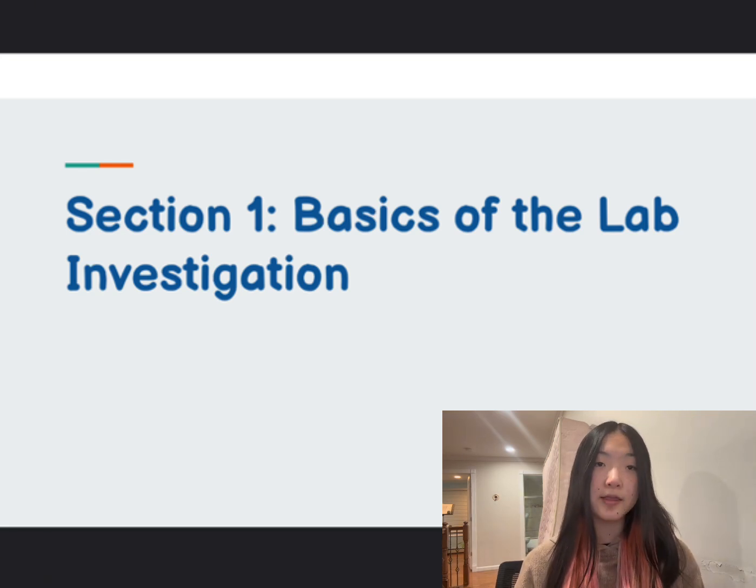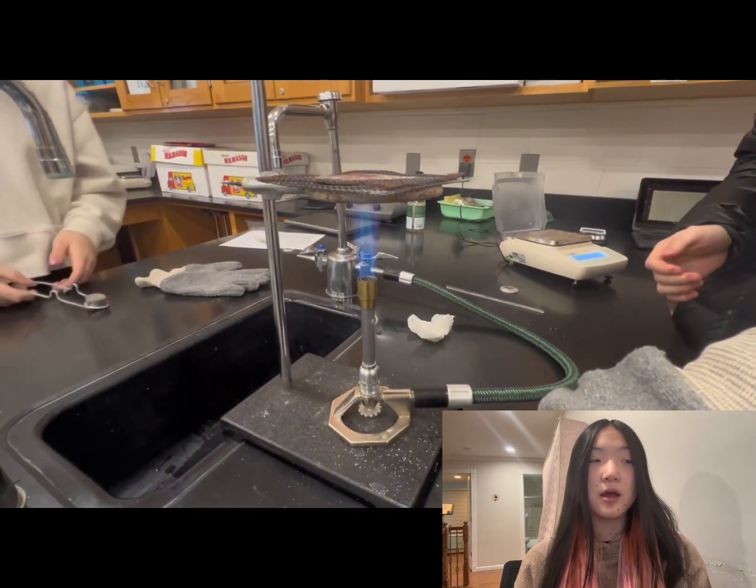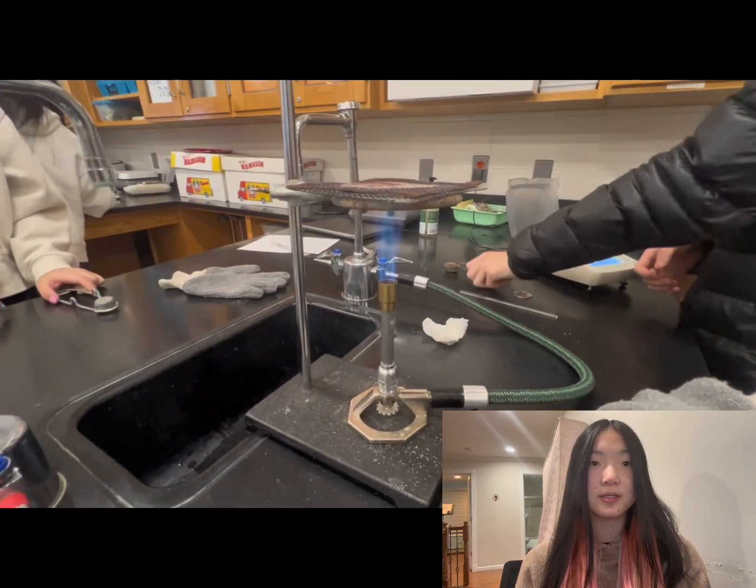Our pre-lab hypothesis was that the identity of the hydrate could be determined by comparing the experimentally measured water to the theoretical amount calculated for each compound before the lab. During our experiment, we used equipment such as Bunsen burners and evaporating dishes.